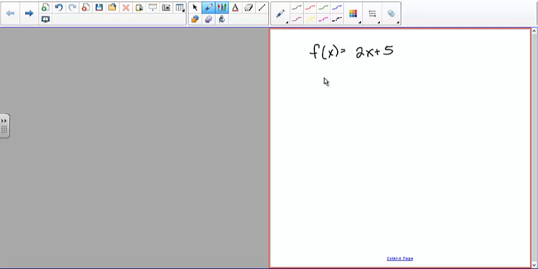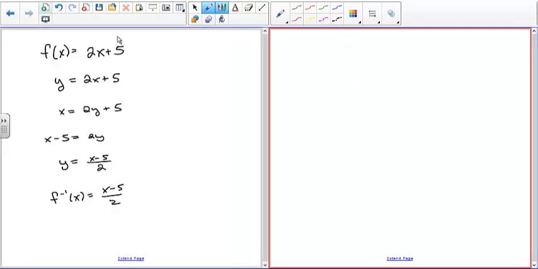So the first thing you do is you replace f of x with y. Then you switch the variables. So x becomes y, y becomes x. Then you do the algebra to solve for y. And then you say that the inverse function is this new y value.